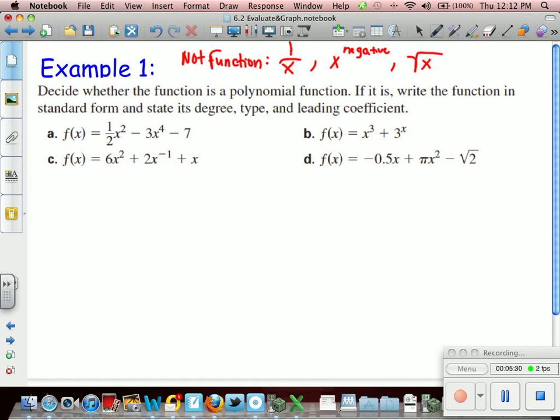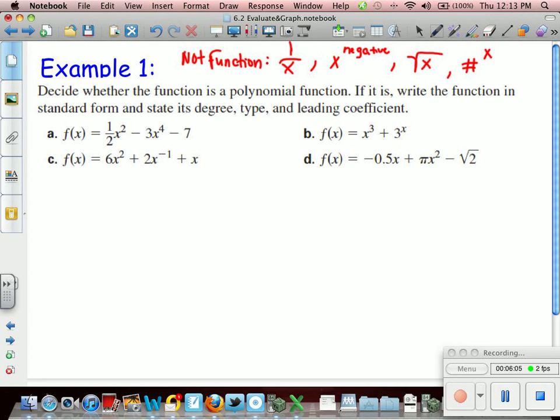Or gives you not a real number, and you can't graph it. And if you have some number raised to a variable, that also makes it not a function. So if you have a number or a variable in the denominator, a variable with a negative exponent, a variable that's in the square root, or a variable that is used as an exponent, like 2 to the x, then that causes it not to be a function.